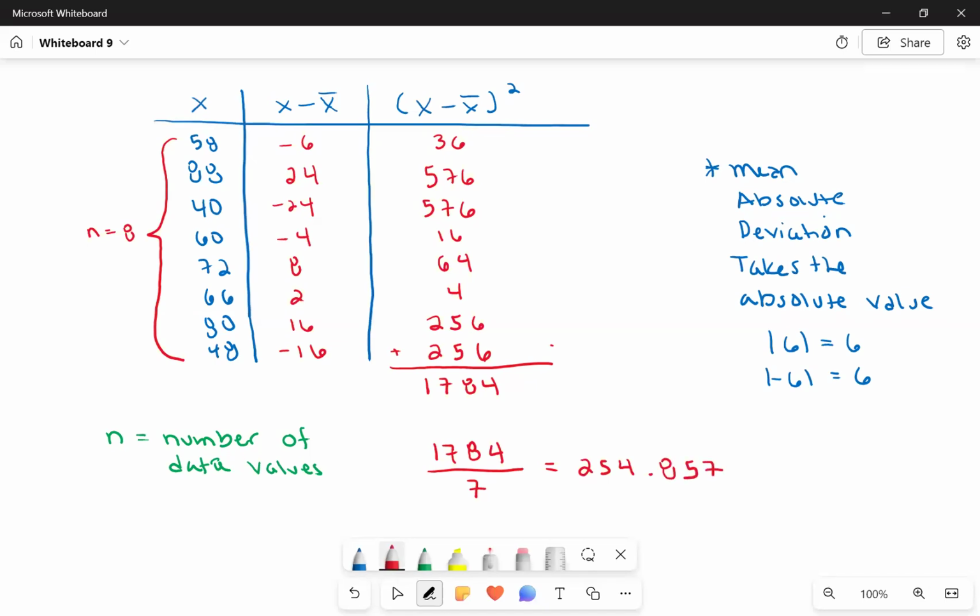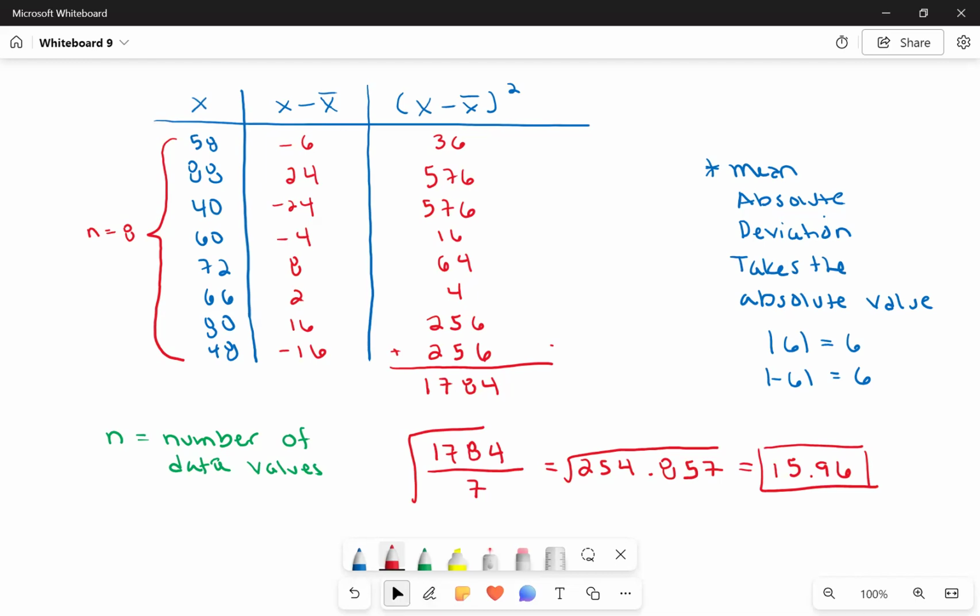I'll go some decimal spaces out there. Now we're going to take the square root. So I'm going to insert the square root at this point, and I'm going to use the square root on my calculator on my answer. And I get 15.96. And that is my standard deviation.